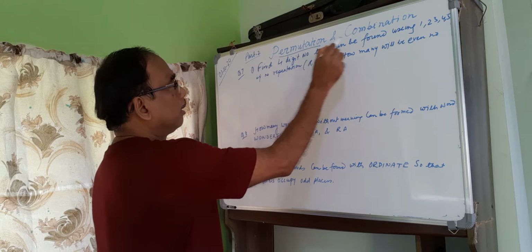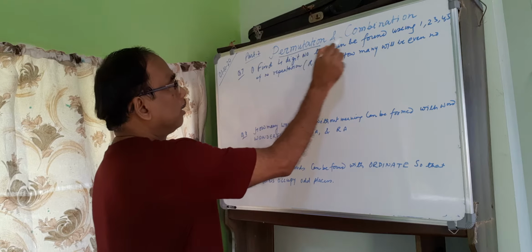Why 5? Because you can take any of the 5 options you have. In the second place, again 5 because repetition is allowed, we can take another 5. Third place, again 5 because repetition is allowed. Fourth place also 5 ways. That is 5 into 5 into 5 into 5, that is 625 ways. Now the next question is given.